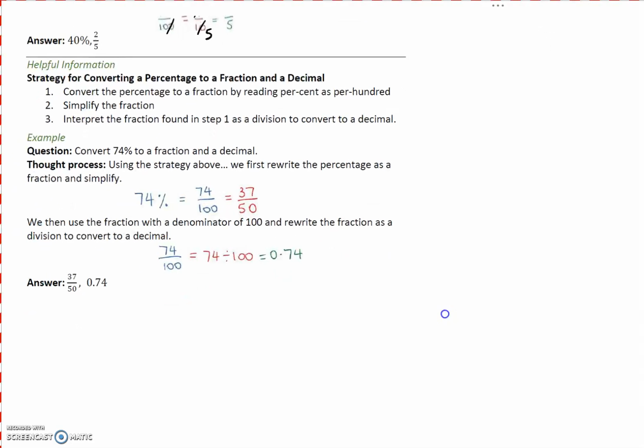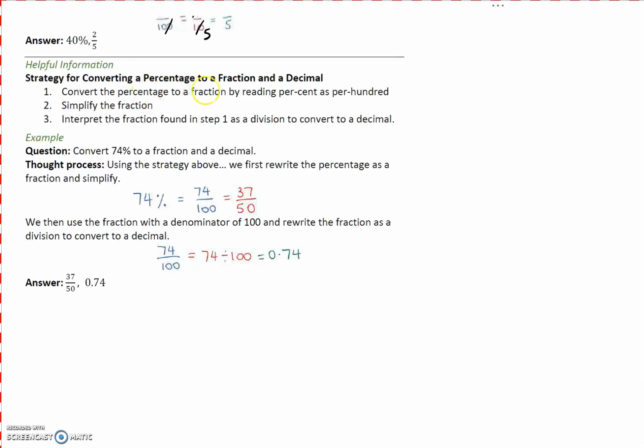All right, the next one, we go from a percentage to a fraction and a decimal. So first you convert the percentage to a fraction, because you know that percent means out of 100. Then you simplify the fraction, and you interpret the fraction found in step 1 as a division. Okay, so we'll go through that. So convert 74% to a fraction and a decimal. So first they've gone 74% is 74 on 100. And then they've simplified the fraction. So they've divided that by 2, divided that by 2. Gives you 37 on 50.